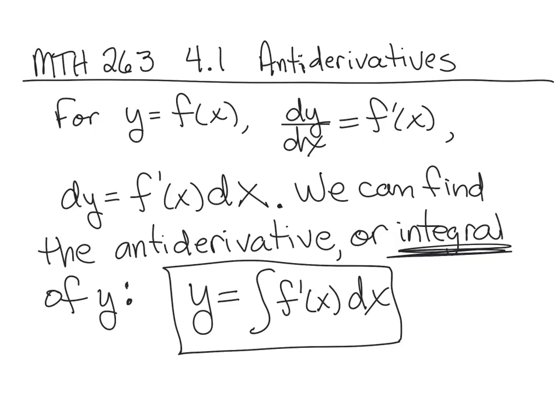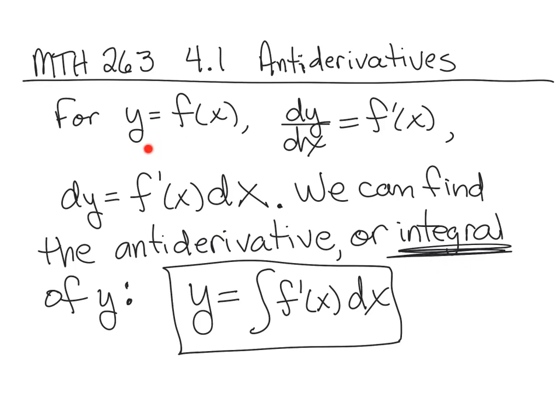We are now in chapter 4. In chapter 4, we start going backwards. I'm going to give you the function, and actually, I'm going to give you the derivative of the function, and you're going to give me back what the function was before the derivative was taken. It's called an antiderivative, but you're going to hear me mostly refer to the integral. The process of taking an integral is going backwards, okay?